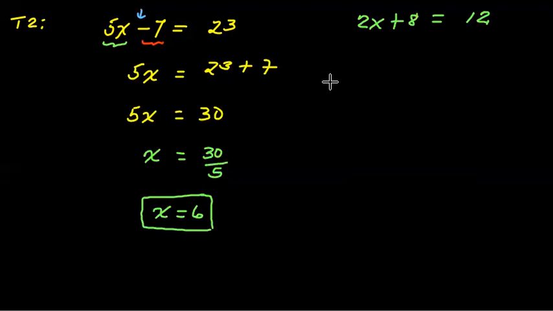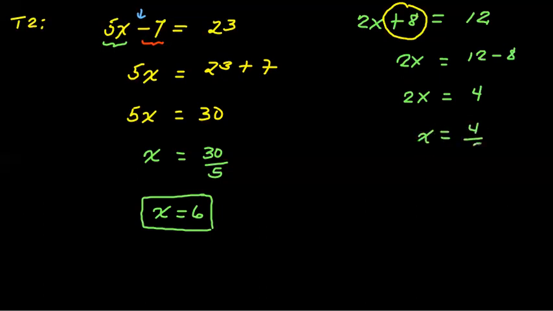All right, so again, before we touch the 2x, we want to transpose this right here. And in doing so, what we're going to have now is 2x, we did nothing to that yet, is equal to 12 minus 8. Hence, 2x is equal to 4. And now we have to divide both sides by 2. So x is equal to 4 divided by 2. x is equal to 2.